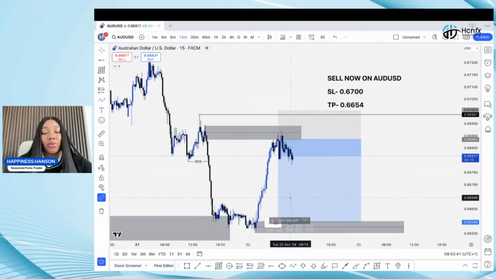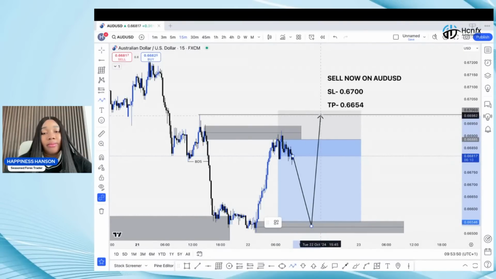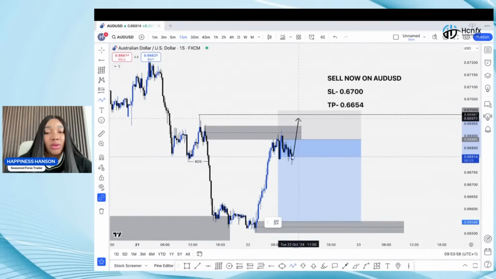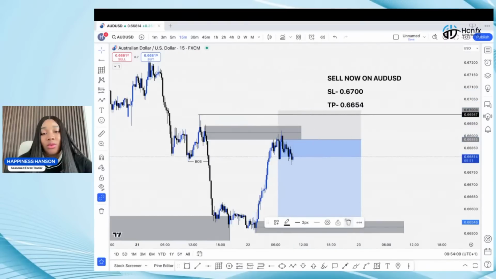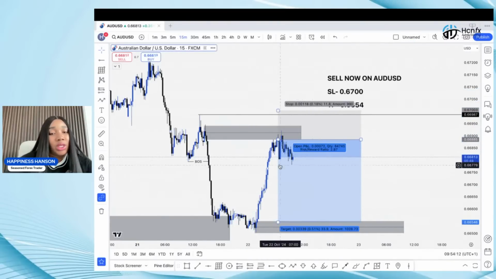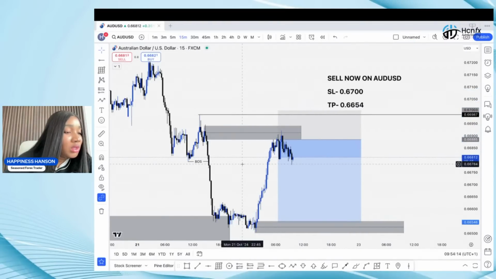Another thing we can also wait for: if we succeed in selling AUD USD and we get here, we can take profit here and buy again. But if that doesn't happen and price hits our SL, that simply means we've gotten a change of character, and we can wait for price to come into the origin that caused the change of character, and then we'll buy to take profit around this level. But for now, what we need to be doing is a sell.